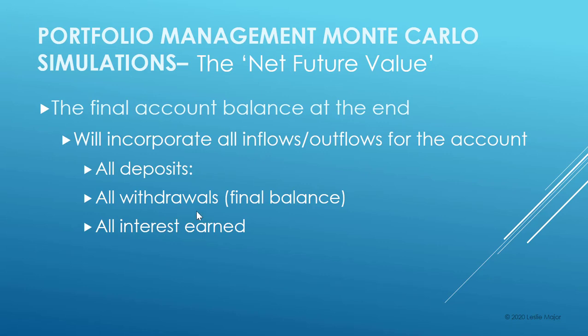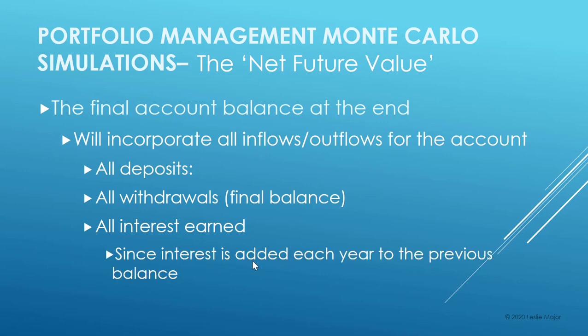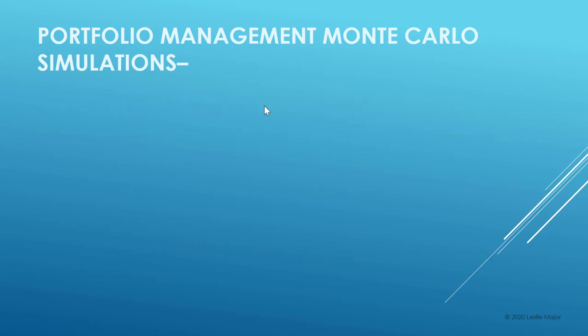If you remember, our account balance always added in our previous account balance plus our current interest plus our current deposit. Okay, and so that's just our net future value. It's just that final account balance. No need to do a fancy Excel formula. You just grab the final balance for that one.